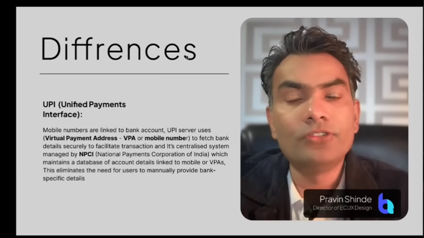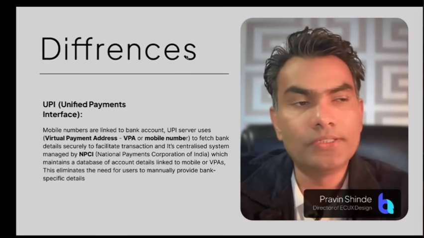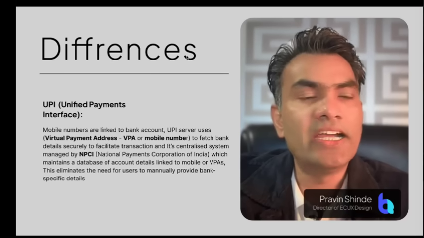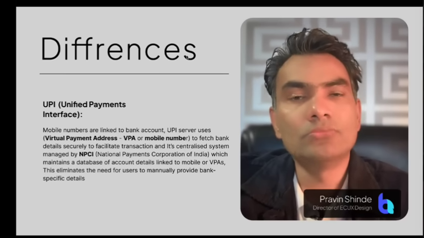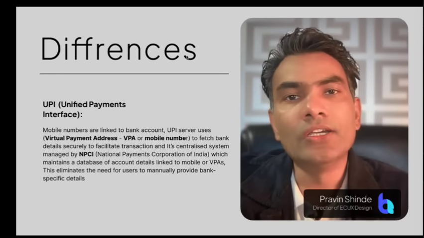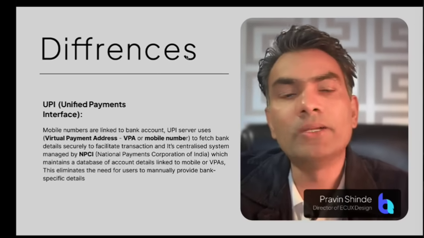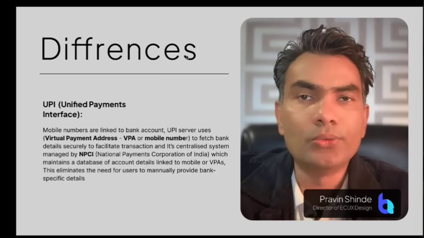And in the case of UPI, you don't need anything of that. You don't need the account number of the other person. You don't need his IFSC code. You just need his mobile number, or at most you can ask him for his UPI ID, or we can call it VPA. So what is VPA? It's a virtual payment address.